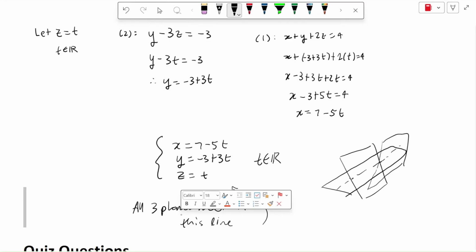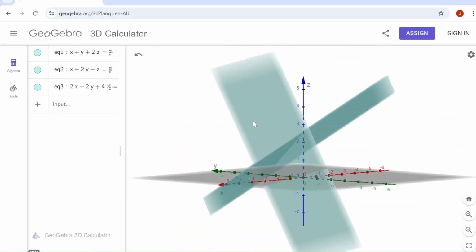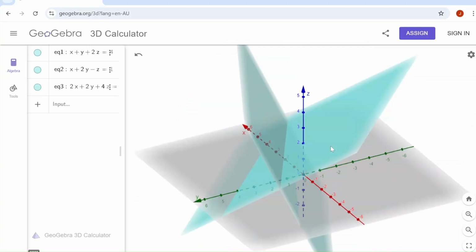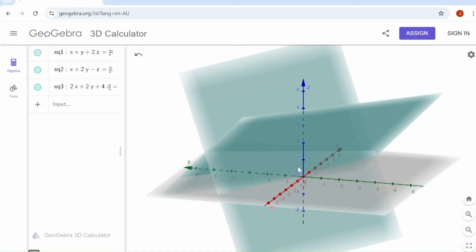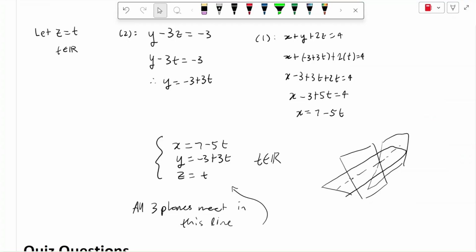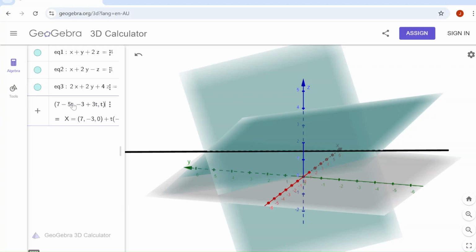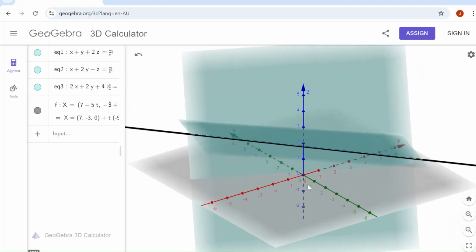Alright, so you'd say something like this is your interpretation: all 3 planes meet in this line, and then give the equation of the line. If we look at it on GeoGebra, basically you can see 2 of our planes actually overlap each other. So I think it's 1 and 3, which are both the same plane. So it's a little bit different to the picture I drew, but they do still meet in a line. And we can actually put the equation of this line in as an equation on GeoGebra too: 7 take 5t, minus 3 plus 3t, and t. And if I graph that line, you can see that it is where the planes all go through. Just like that.